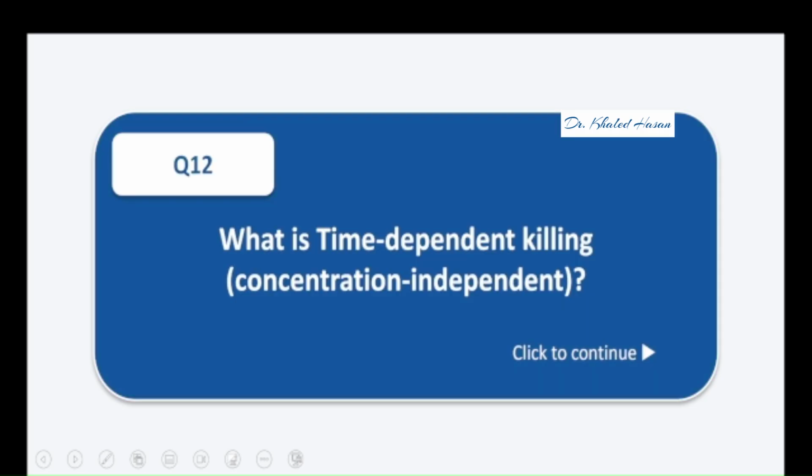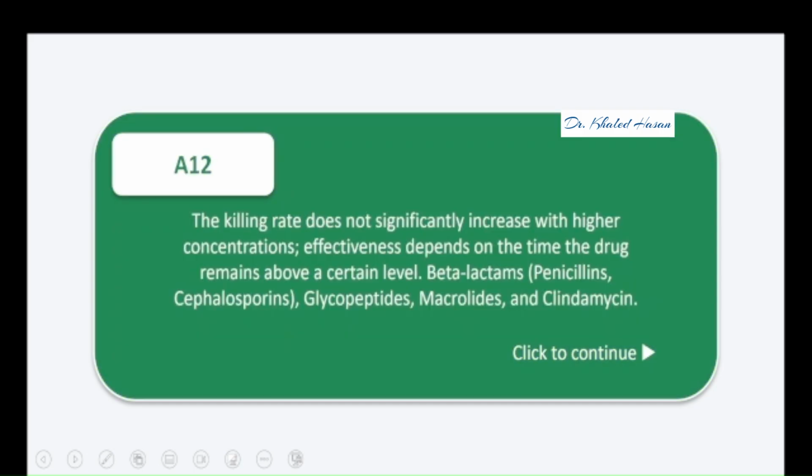What is time-dependent killing? Concentration independent. So time-dependent killing, another terminology, concentration independent. So the killing rate does not significantly increase with the higher concentration. Effectiveness depends on the time the drug remains above a certain level. This depends on the time, such as beta-lactam, penicillin, cephalosporin, glycopeptides, macrolide, and clindamycin.